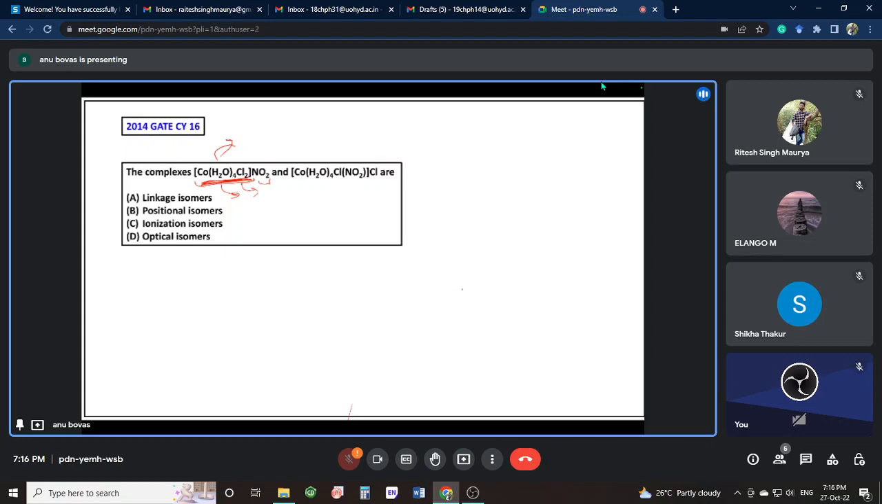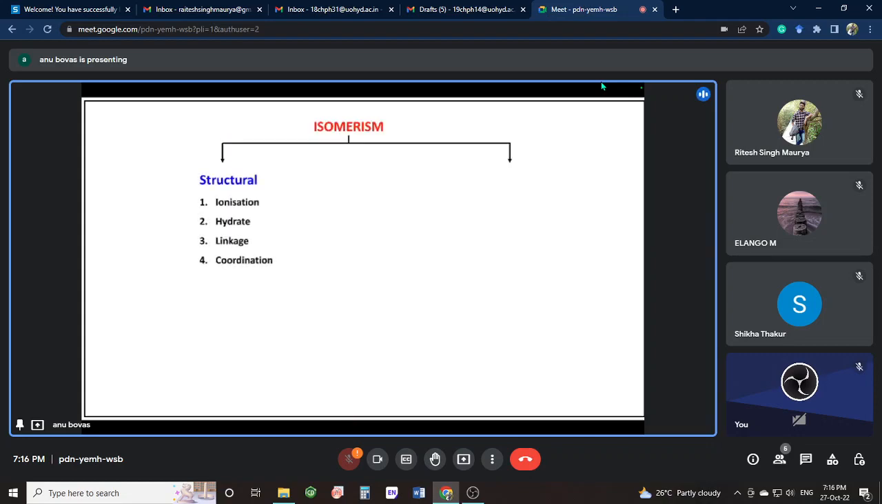Isomerism can be classified into two categories, structural and stereoisomerism. Structural means the compounds have the same molecular formula but differ in the structural arrangement of atoms or groups around the central metal atom or ion, and these are called structural isomers. These structural isomers are of four types: ionization isomerism, hydrate isomerism, linkage isomerism, and coordination isomerism. And stereoisomerism is when there is a difference in spatial arrangement, and these are of two types, geometrical and optical.